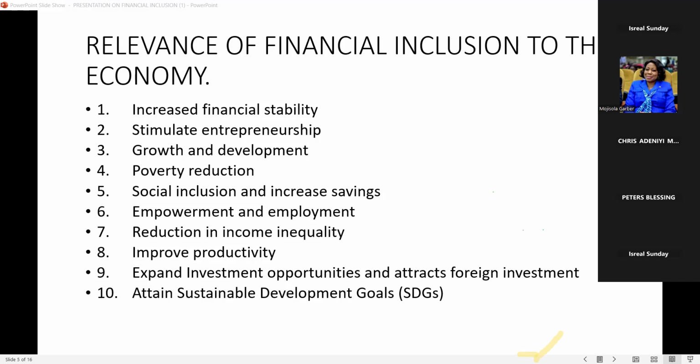Okay, then poverty reduction. Poverty reduction, I'm sure we can explain that. Then growth and development, stimulate entrepreneurship, and then increase financial stability. Okay, so next slide.